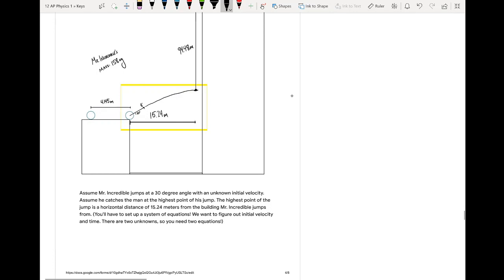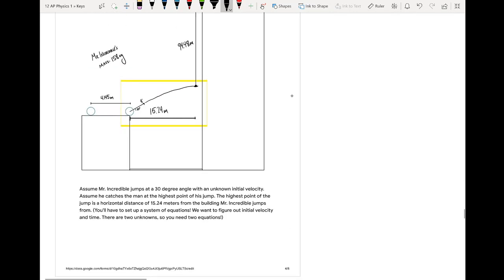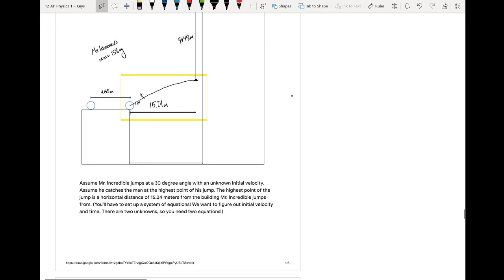Now we're looking at Mr. Incredible's jump. What we're saying is assume Mr. Incredible jumps at a 30-degree angle with an unknown initial velocity. Assume he catches the man at the highest point of his jump. The highest point of the jump is a horizontal distance of 15.24 meters from the building Mr. Incredible jumps from.